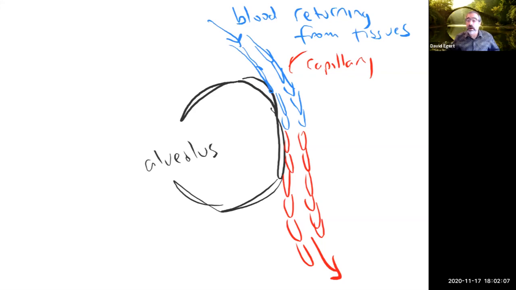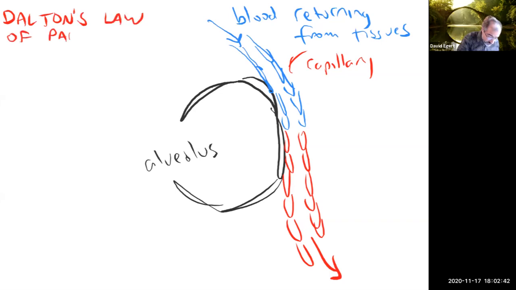So let's talk about oxygen levels. Diffusion of oxygen is driven, like diffusion of anything, by concentrations. When we're talking about gases, we're going to be talking about the pressures. Gas will move from higher to lower pressure. We do need to talk about Dalton's law of partial pressure.